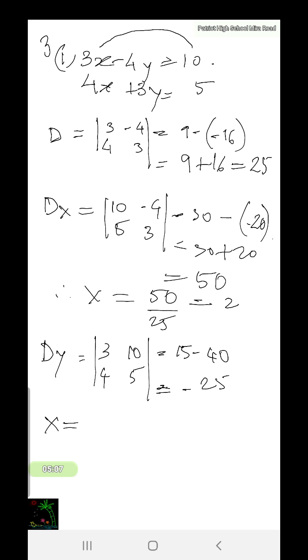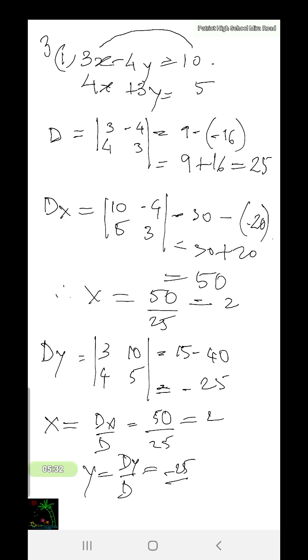x is equal to Dx upon D. Dx is 50 and D is 25. So the value of x is 2. Now finding the value of y. y is equal to Dy upon D. Dy is minus 25 and D is 25. So y will be equal to minus 1.